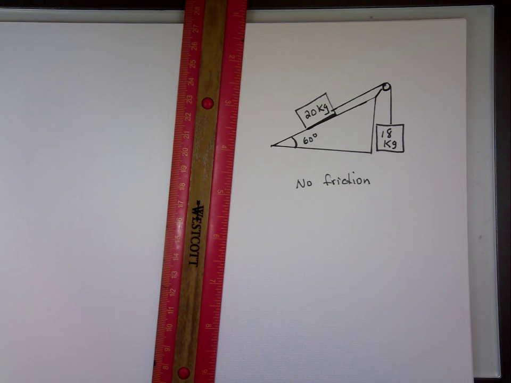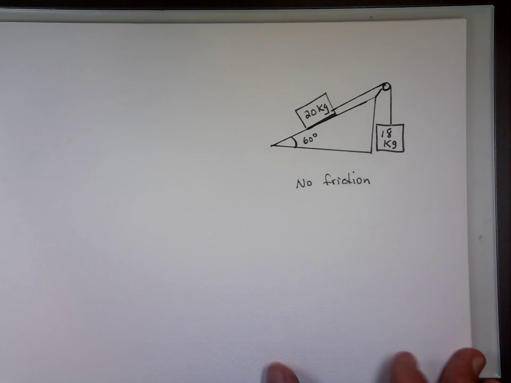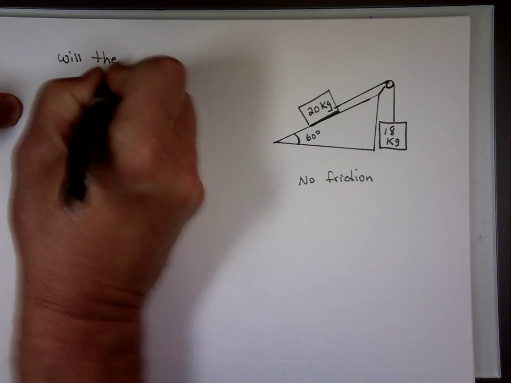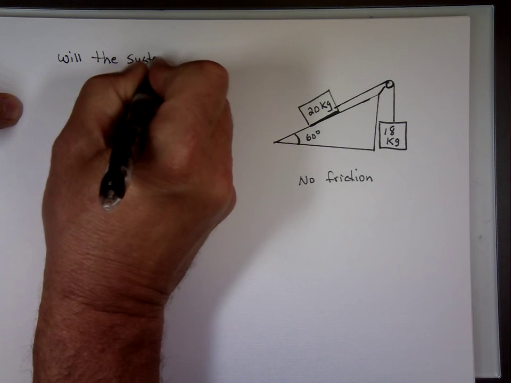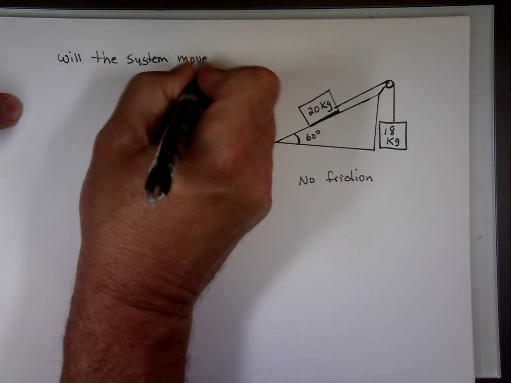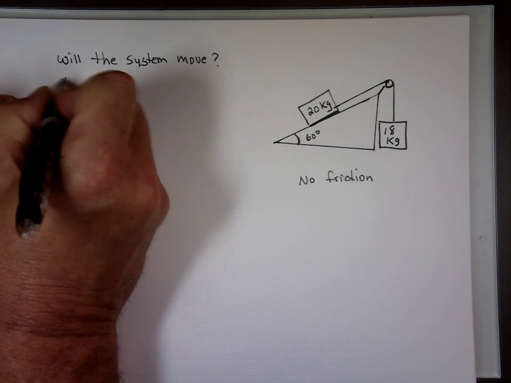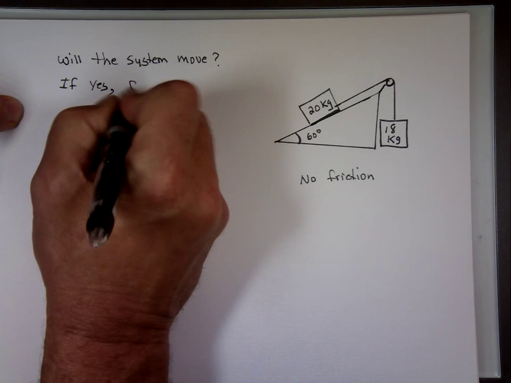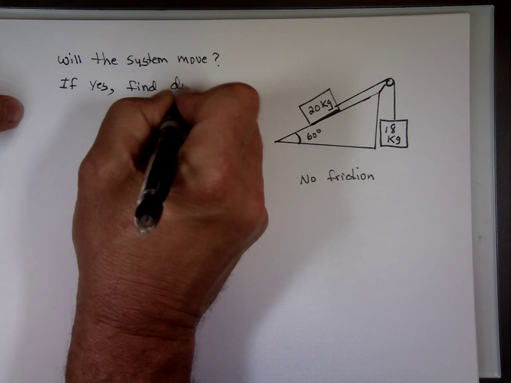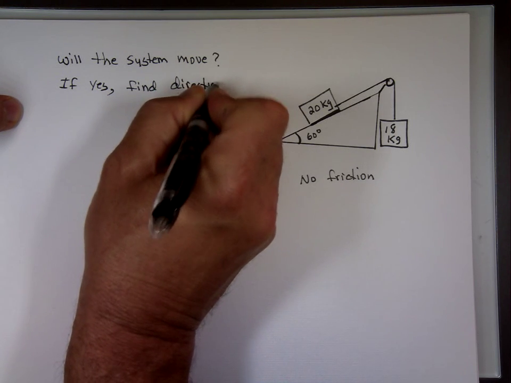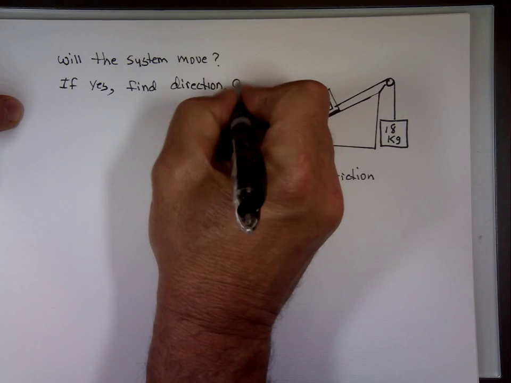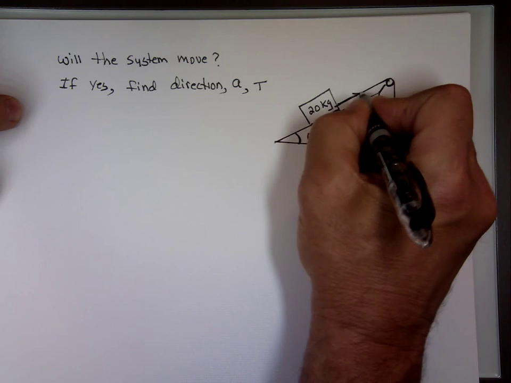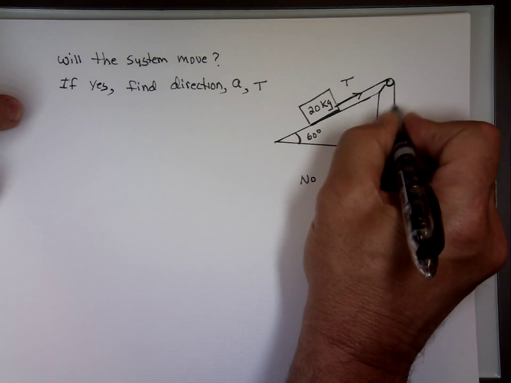Now the question, I have multiple questions. Will the system move? If yes, and I can tell you till I do the math, if yes, find the direction, which way is it going to move. Find the acceleration and find the tension in the cable. Remember, these cables, this is pulling up this way and this is pulling back that way.